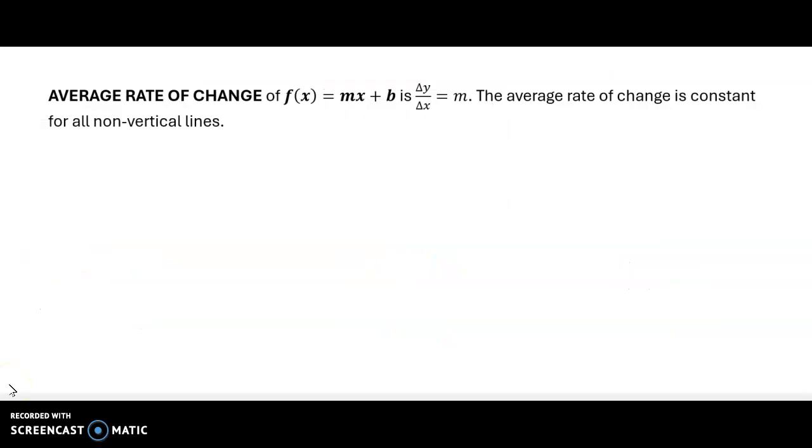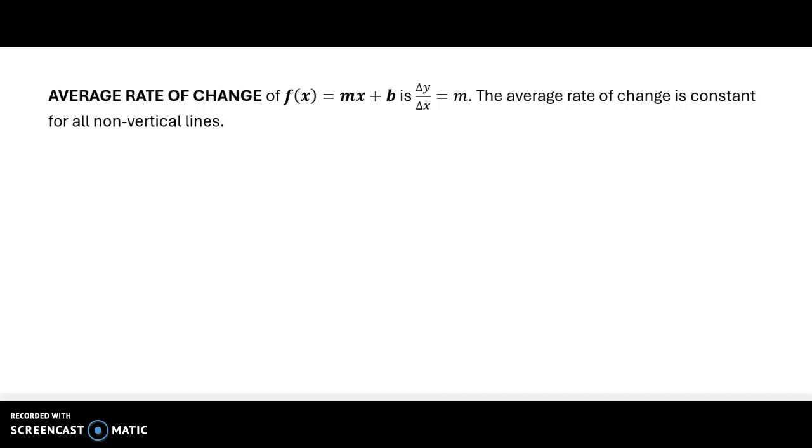For all the functions we just explored, we found the change in y and we wrote it over the change in x to find our slope. This is called the average rate of change of f of x is mx plus b. The average rate of change is constant for all non-vertical lines. So for all linear functions, you're going to have a constant number for your average rate of change. We're going to explore this looking at graphs and also by looking at tables.